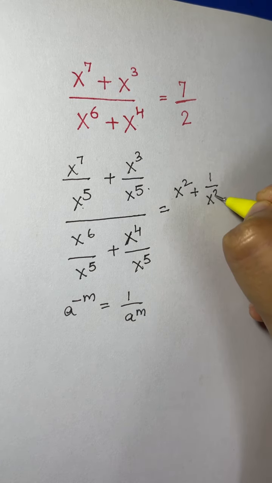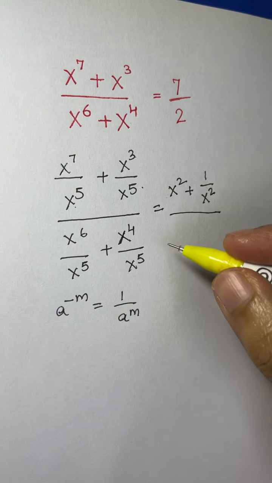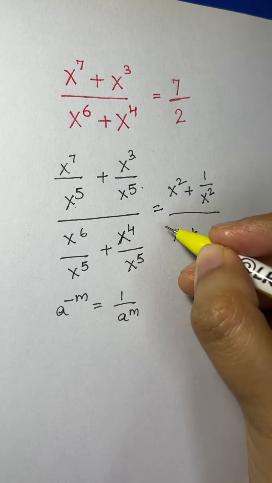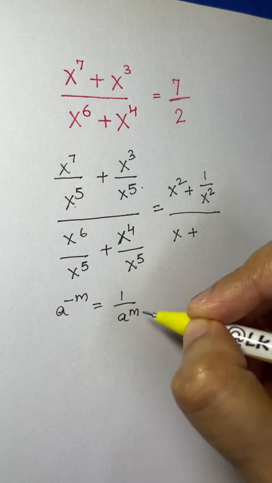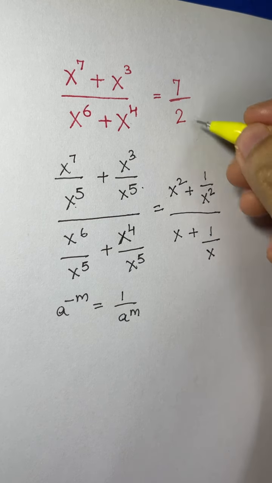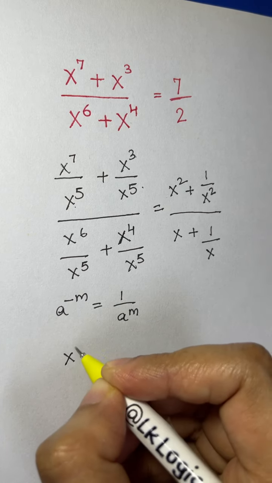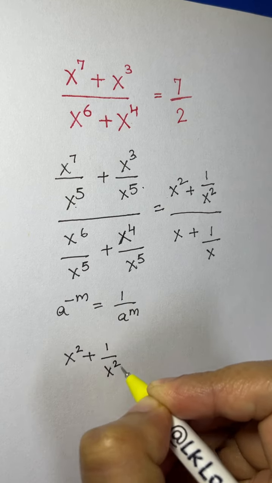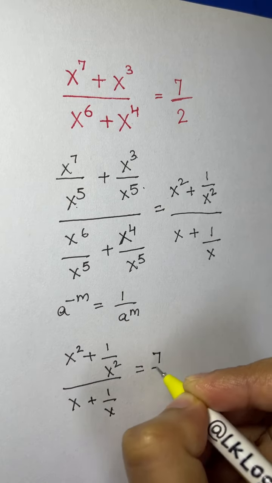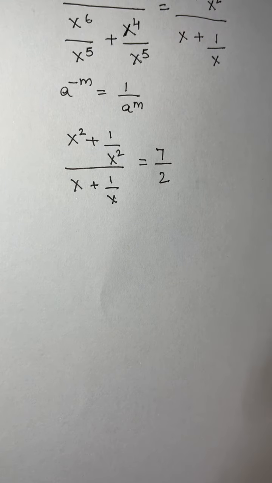so the reciprocal is 1 over x squared. Divided by, now this term, x to the power of 6 minus 5 is x to the power of 1, plus 4 minus 5 is again negative 1, so applying the reciprocal that is 1 over x. Now this whole term is equal to 7 over 2. So I'm going to write that here: x squared plus 1 over x squared, over x plus 1 by x, is equal to 7 over 2.